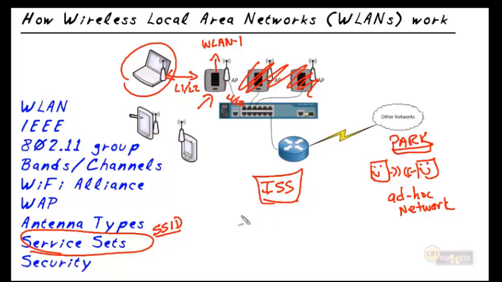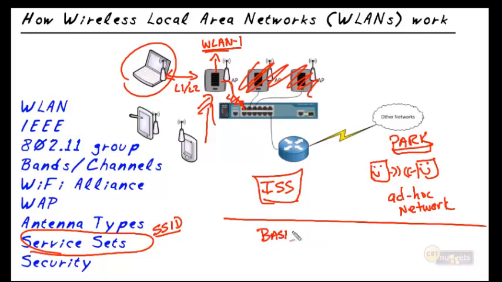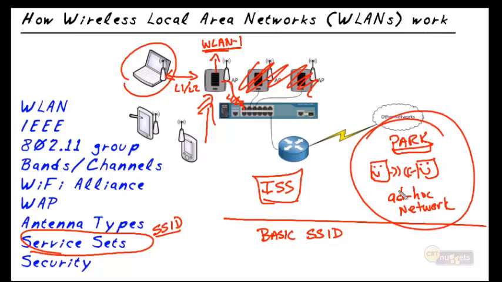If we wanted to move up the food chain a little bit, we could put in a physical access point, physically wire it to our network, and advertise an SSID. That would be called a basic service set. You could also call it a basic service set identifier.